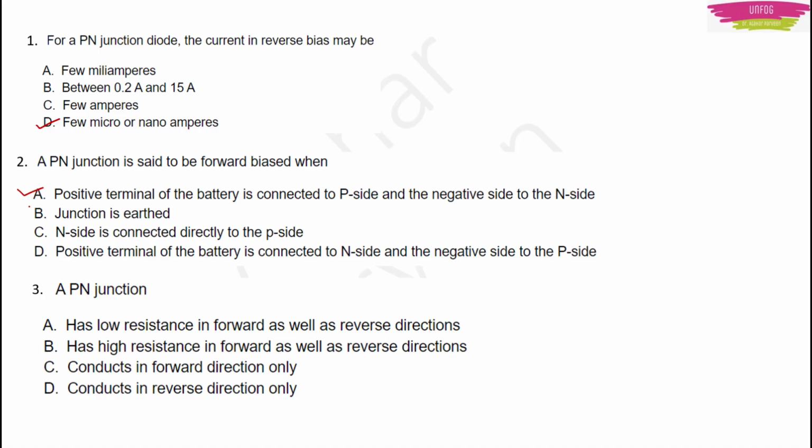Next question. A PN junction has a low resistance in forward as well as reverse direction, high resistance in forward as well as reverse direction, it conducts in forward direction only, it conducts in reverse direction only. A PN junction diode will conduct in forward bias only.